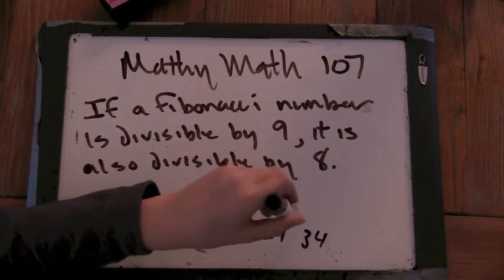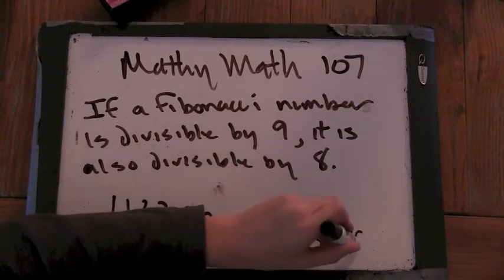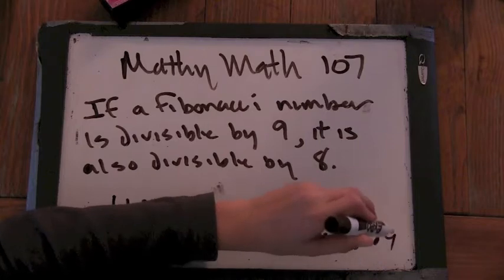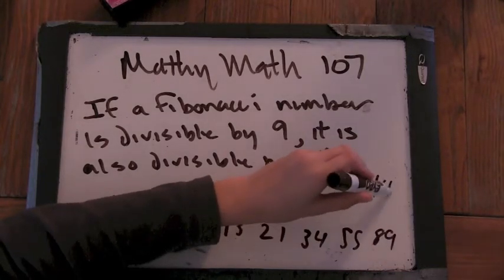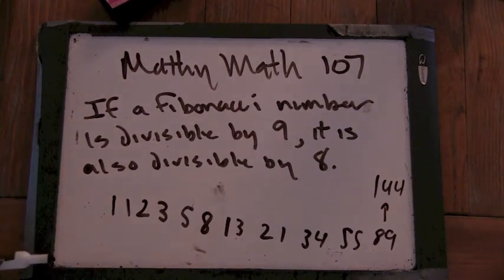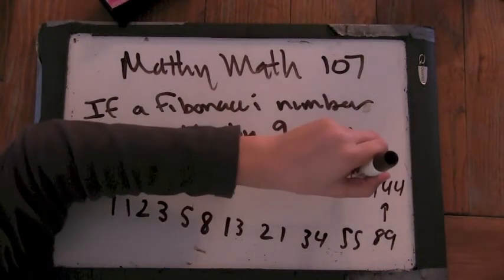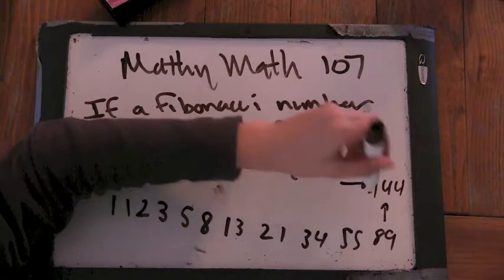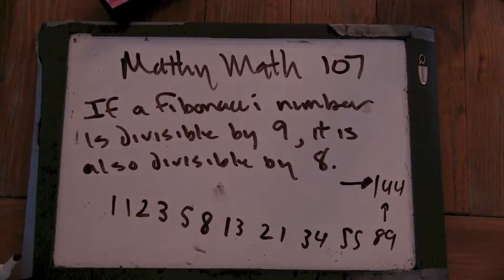34, 55, 89, 144. Well, this is divisible by 9 and 8. Okay, how do you know? 9 times 16. And what is it, 8 times? It's 8 times 18. Very good. Okay, so we found one, and it seems to work.